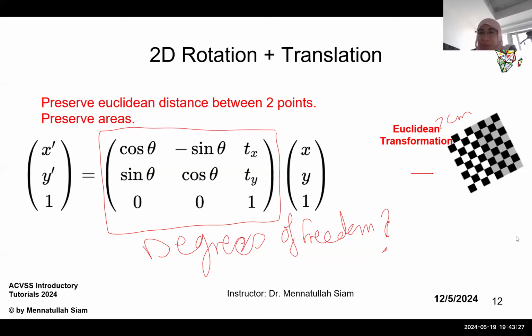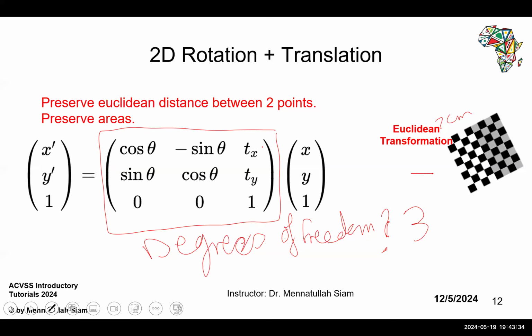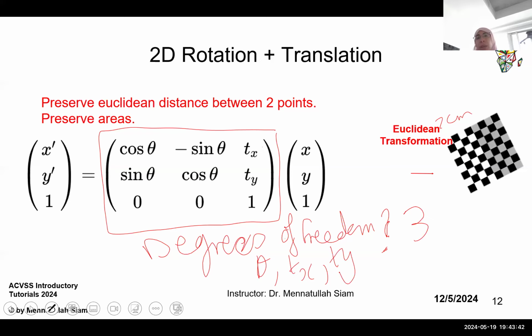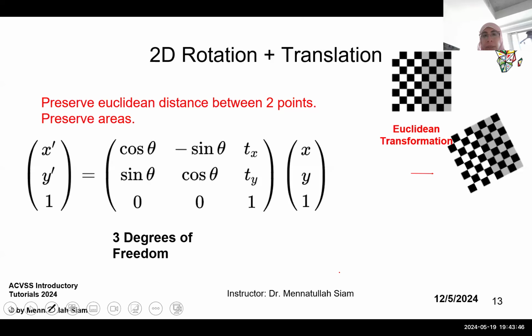So it is 3, thank you. So 3, because what do you think, why the 3? What are the 3 parameters we're changing? So I think the 3 parameters are theta, and then t of x, and then t of y. Exactly, thank you. So this is the Euclidean transformation, and it has 3 degrees of freedom indeed because of theta, tx, ty. Great, thank you.